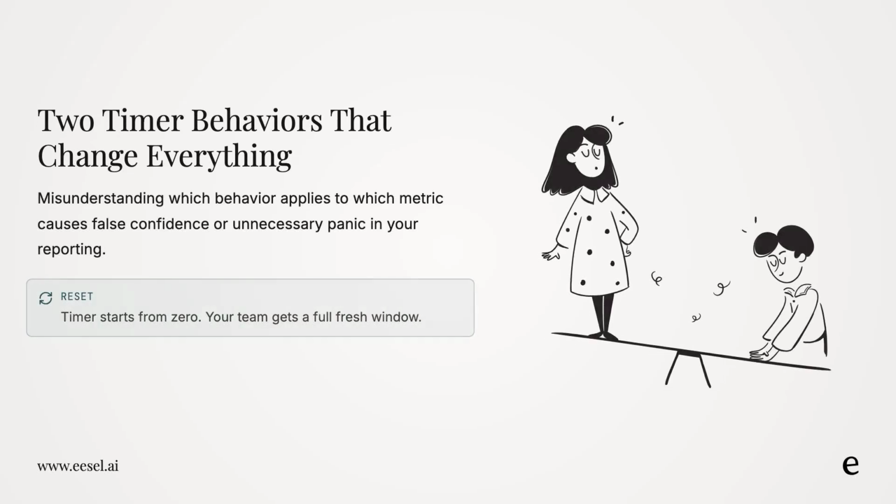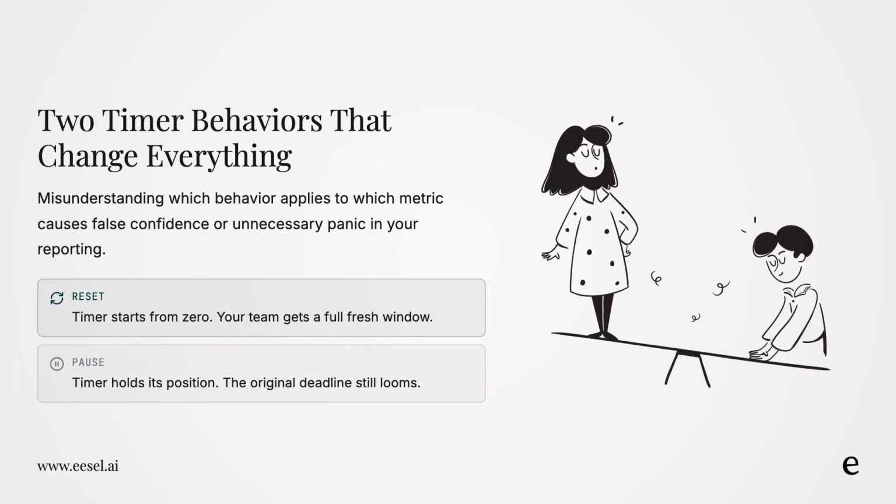Before anything else, you need to know the difference between two fundamentally different timer behaviors. Reset wipes the clock clean and starts from zero. Your team gets a fresh window. Pause holds the timer exactly where it stopped. That original deadline is still looming when it resumes.